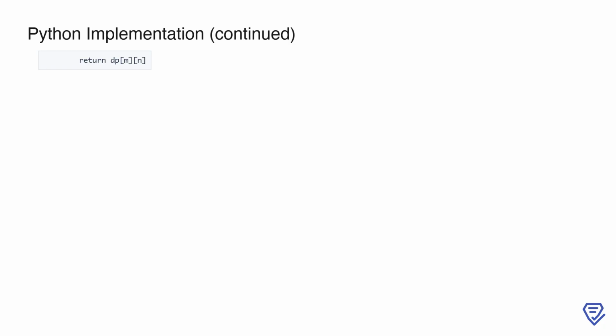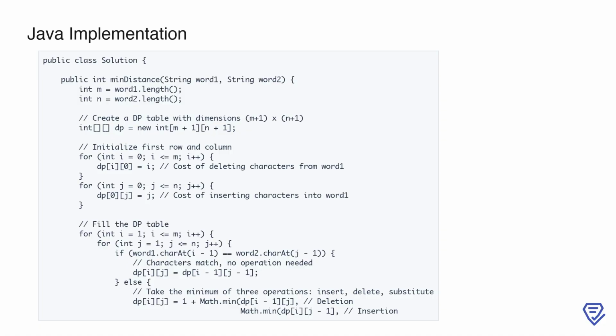avoiding redundant calculations. Here, we start by defining our method minDistance, which takes two strings, word1 and word2, as input. These represent the two words for which we want to calculate the minimum edit distance. First, we obtain the lengths of these words and store them in m and n, respectively. Next, we create a 2D array DP with dimensions m+1 by n+1. This table will help us store the minimum operations required to convert substrings of word1 into substrings of word2.